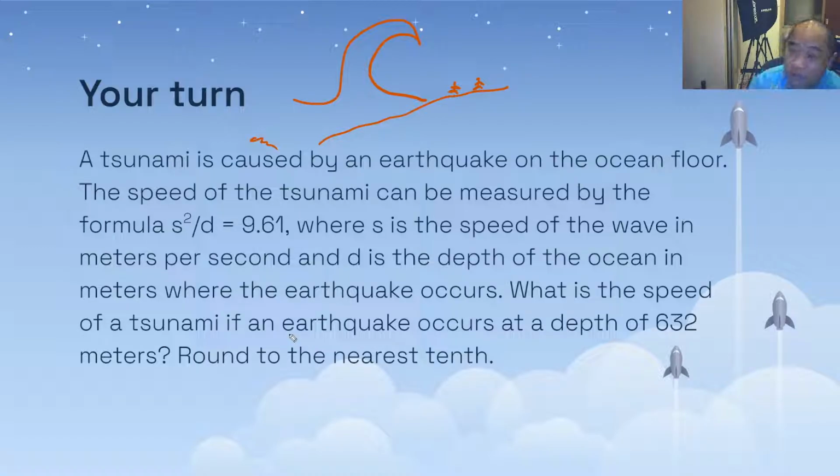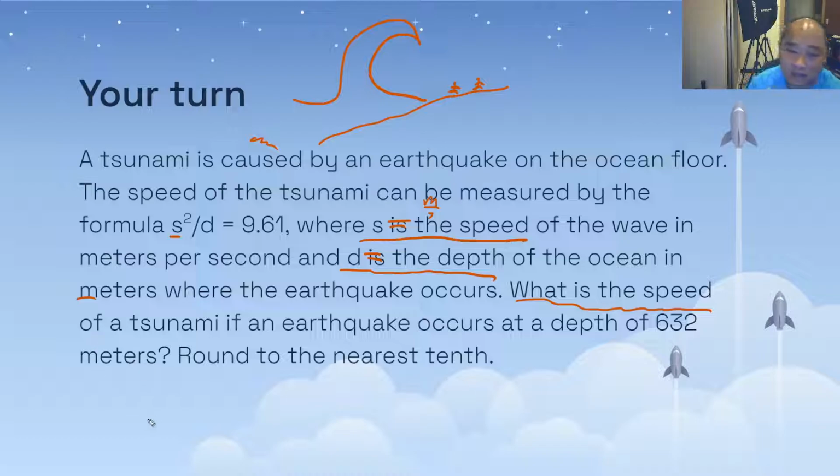The speed of the tsunami can be measured by the formula s squared equals 9.61 times d, where s is the speed of the wave in meters per second, and d is the depth of the ocean in meters where the earthquake occurs. What is the speed of the tsunami if an earthquake occurs at a depth of 632 meters? Round to the nearest tenth. Go ahead and give that a try.